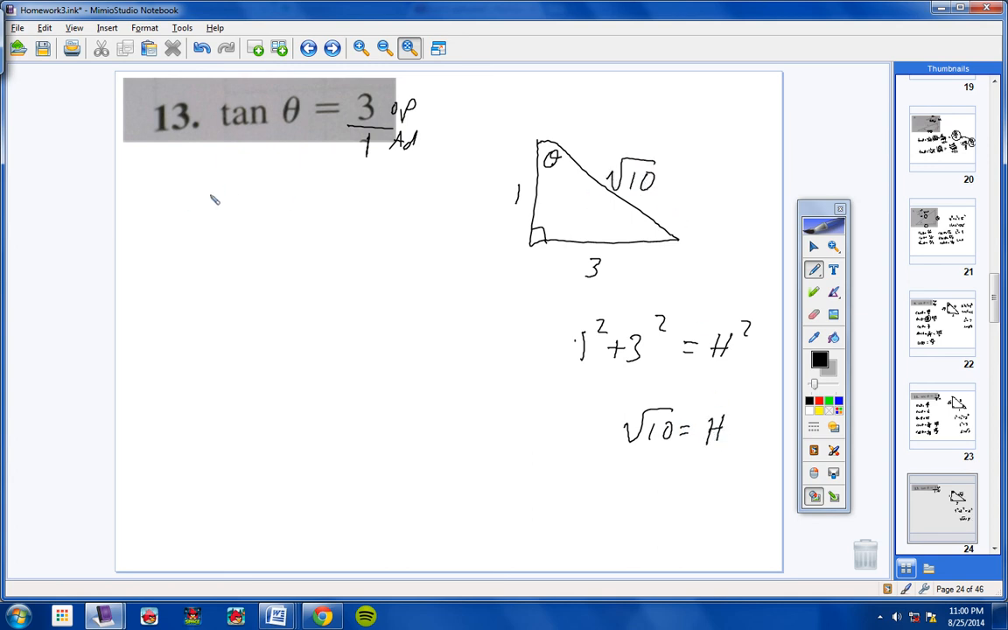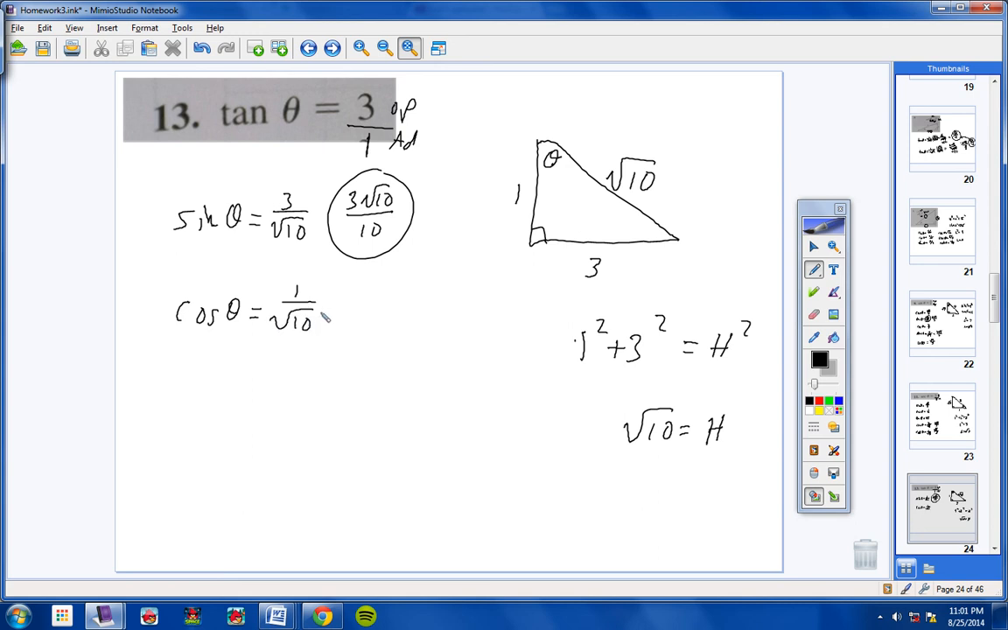And here we go. Sine of theta would be opposite over hypotenuse, so 3 over square root of 10. And if you rationalize that, you will get 3 square root of 10 over 10. All right. The cosine of theta would be adjacent over hypotenuse, so 1 over square root of 10. If you rationalize that, you will get square root of 10 over 10. All right, we already have tangent up here. Let's go on to the cosecant.